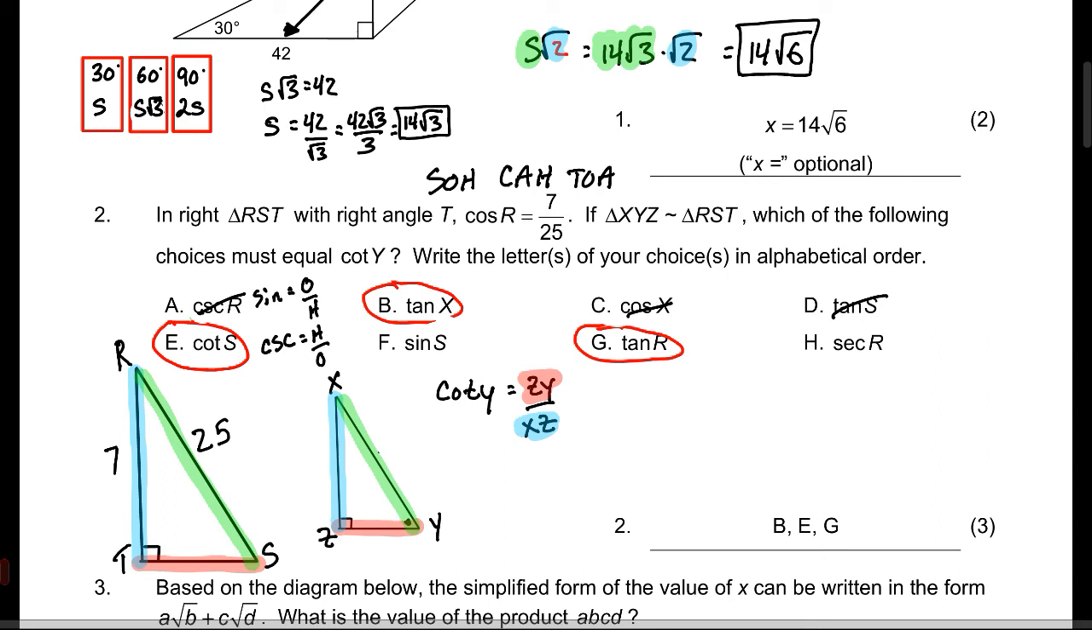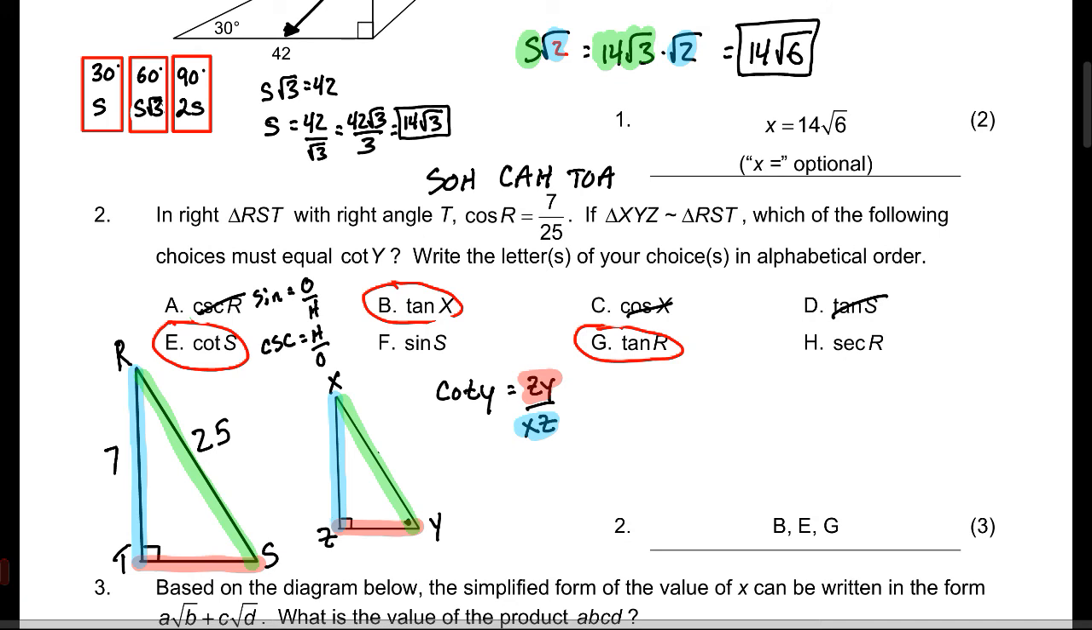If that's the case, let's see what we got going on here. Cotangent of Y. Well, what is tangent of Y? Remember SOHCAHTOA. Tangent is opposite over adjacent, so cotangent is the inverse, which is going to be adjacent over opposite. Adjacent is ZY, and opposite is XZ. Since I got all color coordinated here, I'm going to find the other values of these other ones and see which ones have a red over blue.